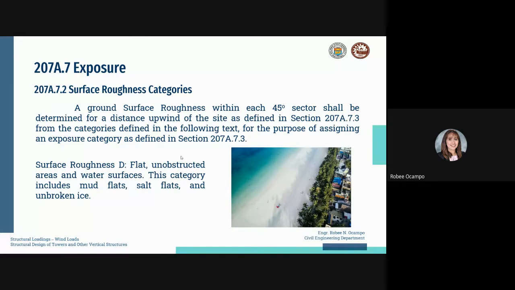And lastly, surface roughness D includes flat, unobstructed areas and water surfaces. This includes mud flats, salt flats, and unbroken ice. We don't have ice here in the Philippines. So basically, here in the Philippines, the beaches and areas near the shoreline are considered. If your tower stands near the sea or near an open water area, your surface roughness falls under category D.